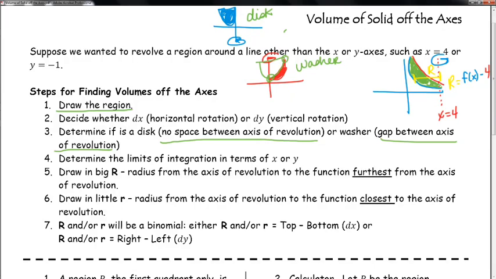My little r is the inside function. How far is my inside function from the axis of revolution? So in this case, r is going to be my f of x, my red function, minus my axis of revolution, which is still 4. And similar to when we're squaring and then multiplying by our coefficient, which is pi, we're going to be squaring each of these r's. So we're essentially creating a binomial.